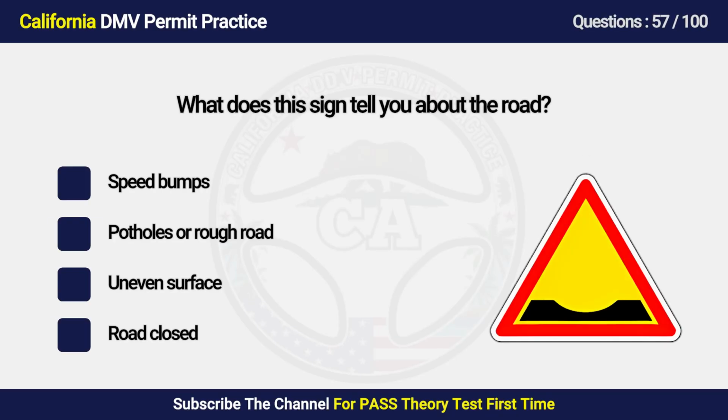A. Speed bumps. B. Bumpy or rough road. C. Uneven surface. D. Road closed.